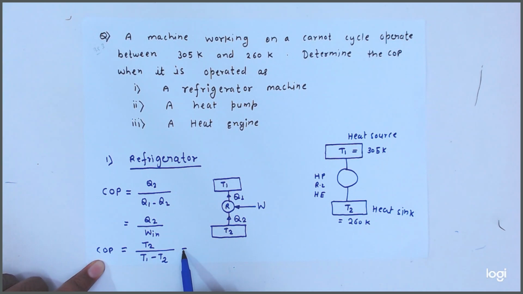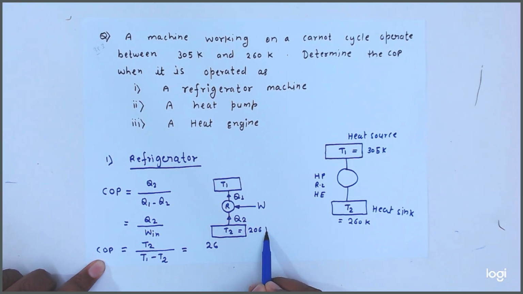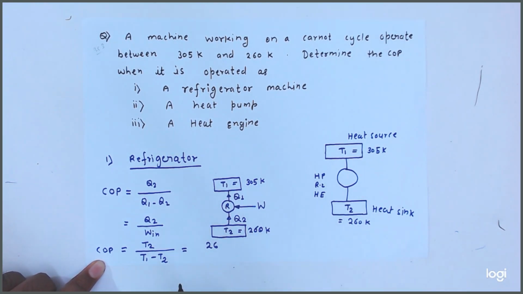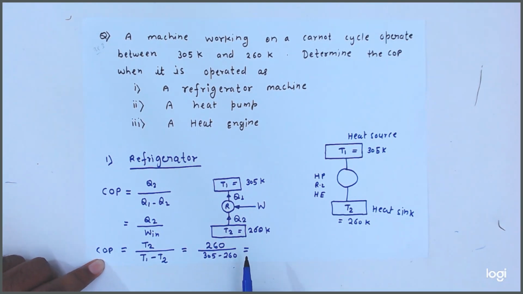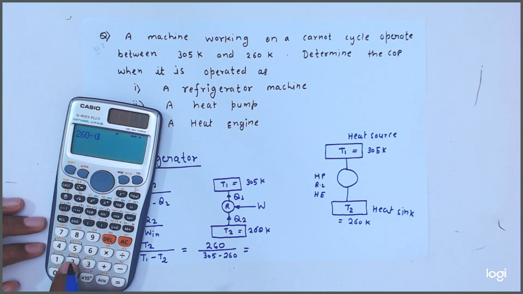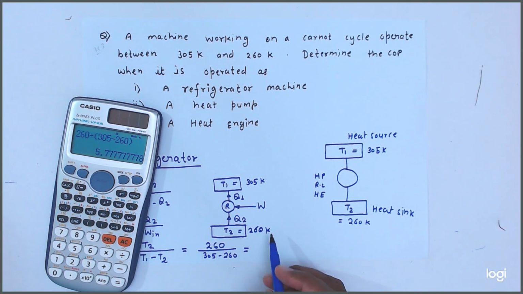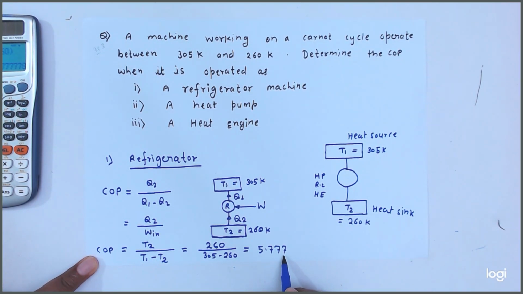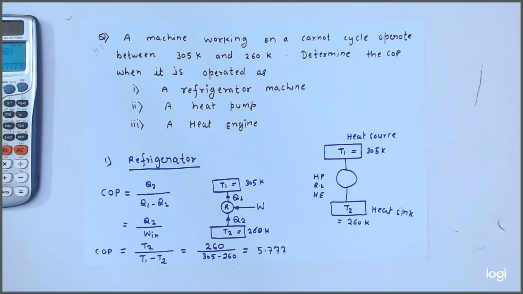So here the value has given, T2 is equal to 260 Kelvin and T1 is equal to 305 Kelvin. Okay, so T2 upon 305 minus 260, how much it will come friends? So 260 divided by 305 minus 260. So it will give friends how much? 5.777. So COP in the case of refrigerator is equal to 5.777. Okay, this is the first case.